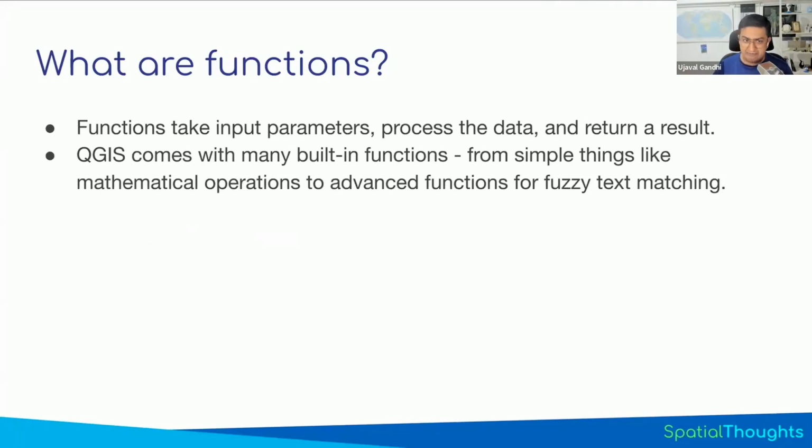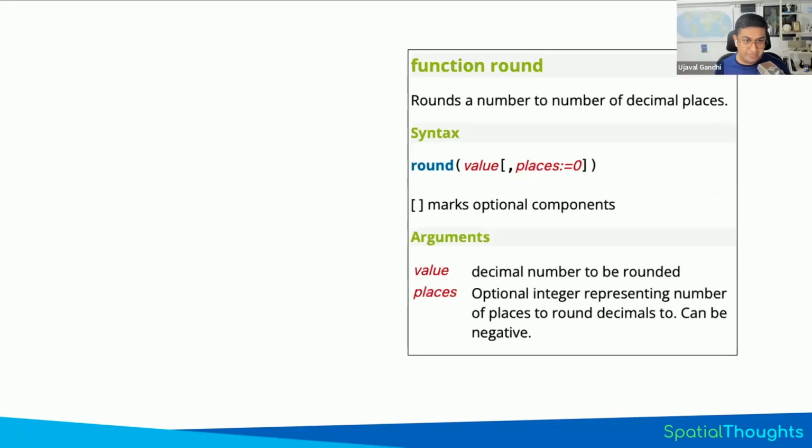You can do things like fuzzy text matching. You can interpolate points on lines. You can do wedge buffers using expressions. So there are so many different functions that are available here, and they keep adding new functions to it. So next time you are trying to do something, search for the function, and you'll be surprised to find that it may exist in the expression engine itself.